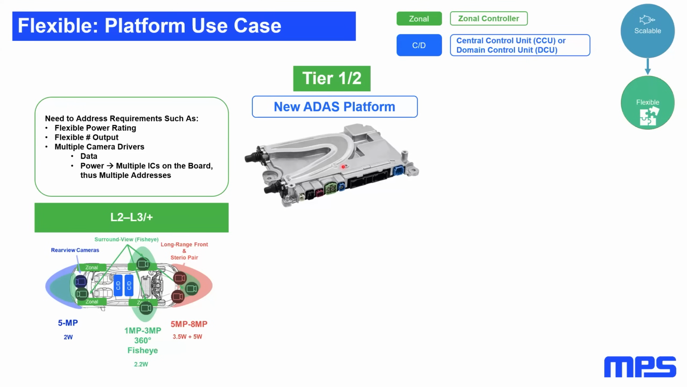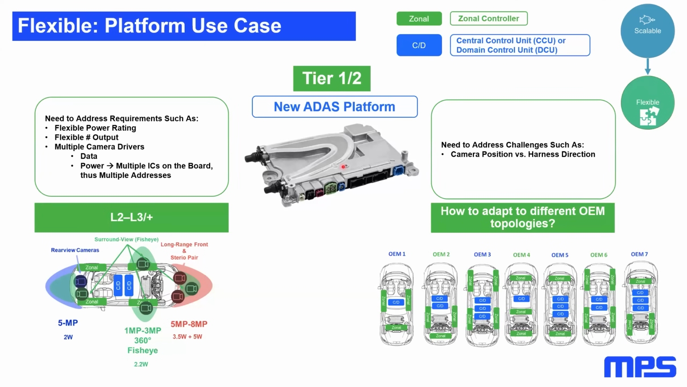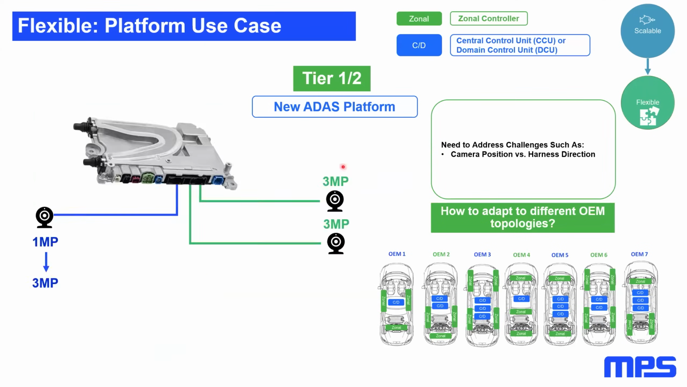So if we have the digital interface with multiple ICs on the board, it also means that we need to have multiple addresses. And this is just one side of the story. What about the adaptation to different OEM topologies? Let's take an example. You have an OEM that is using your ADAS platform today, and he's using 1 megapixel on the left and 2 cameras with 3 megapixel on the right.